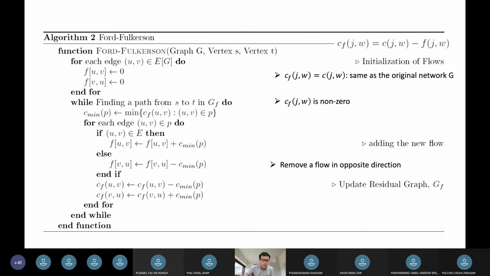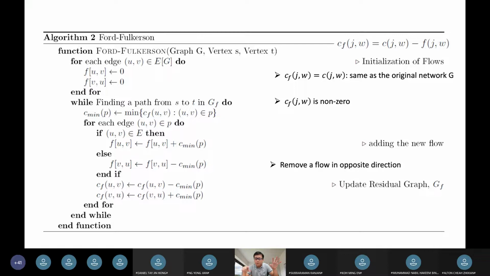So the algorithm means that every time, right, we keep track original route and the residual route. So at the beginning, there's no flow in the original route. So the original route and the residual route will be identical. And then every time we look at the residual route, if there any flow from source to the sink, then we update it in the original route.